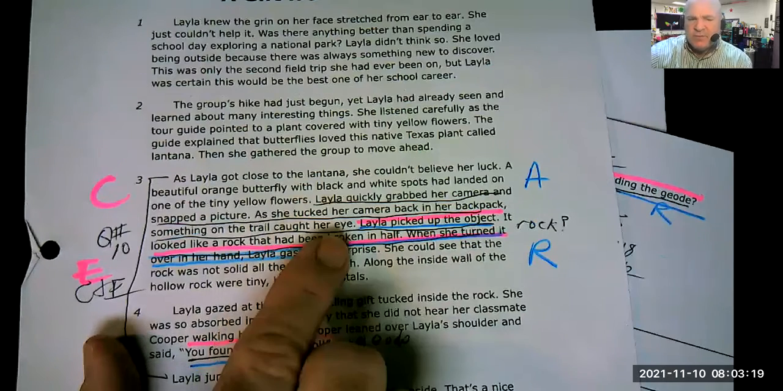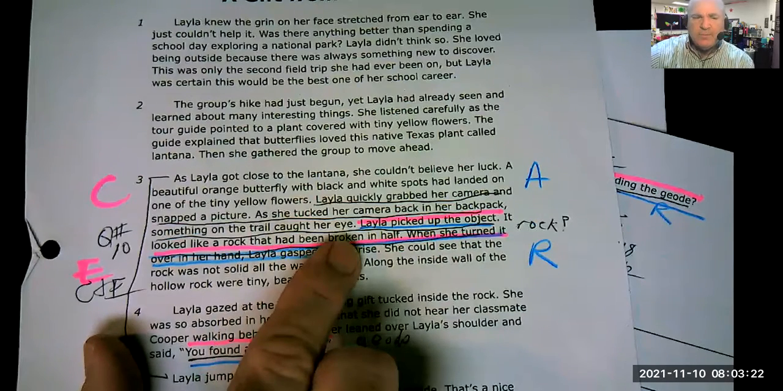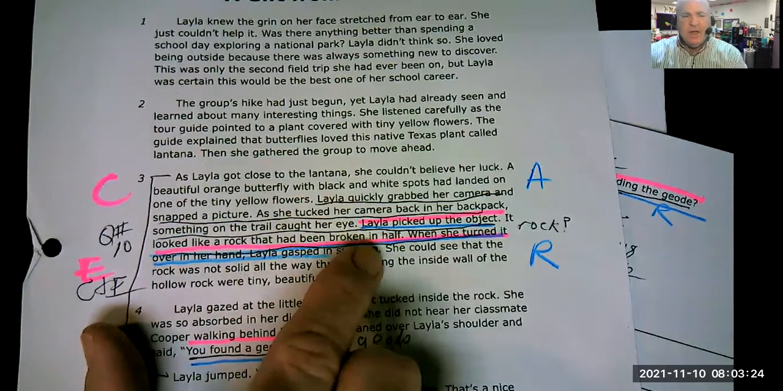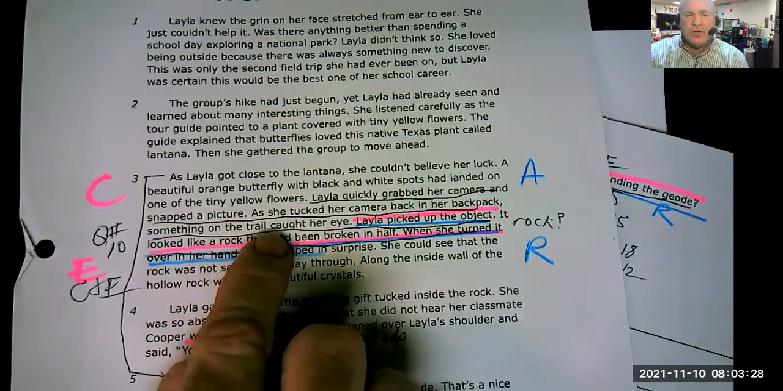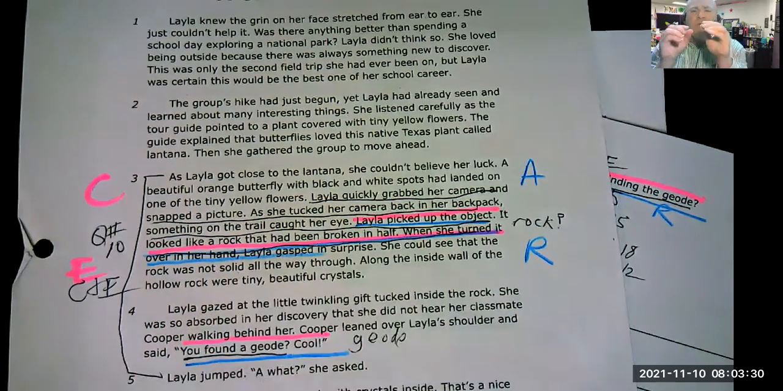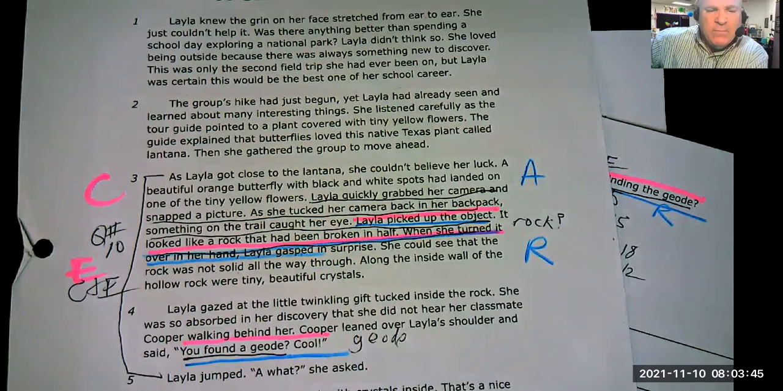So all we got to do is backtrack and say, what was it that led to her finding this? So I'll read the sentence before, rewind, back it up, one sentence. As she tucked her camera back in her backpack, something on the trail caught her eye. So actions speak louder than words. Tucking my camera in my backpack, well, that could be the answer. Tucking my camera, my eye on the trail caught hold of a special rock.